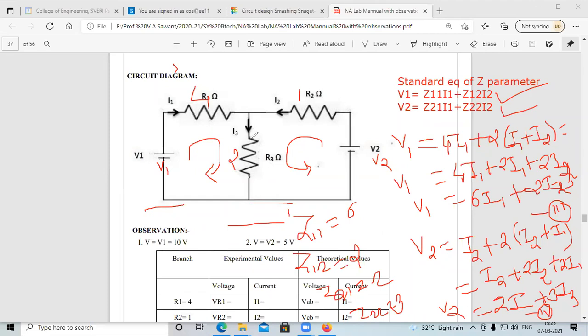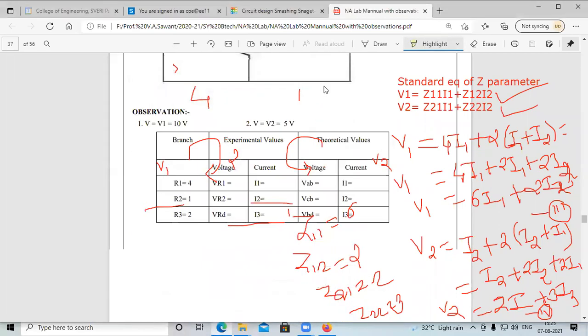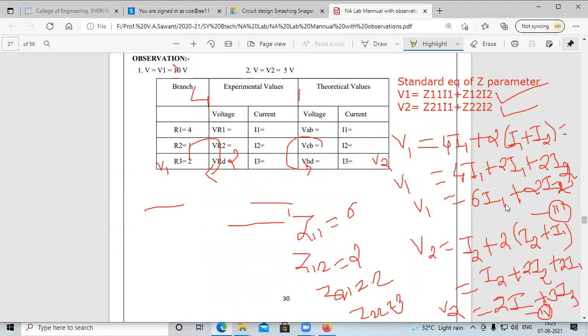Now we use the simulation software and determine the procedure for that. Can I clear this? Can I clear this right up? Yes, sir. Okay.